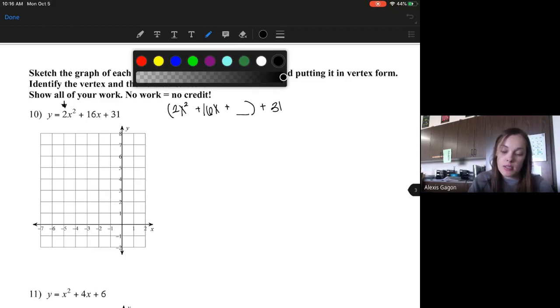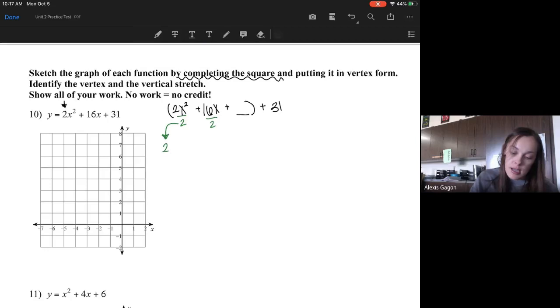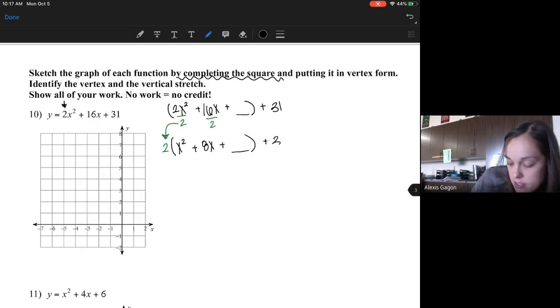Now I want this to be just an x squared right there. So to get rid of that 2, I need to divide by 2. If I divide by 2, that means this 2 is just going to come on the outside here. And then I'm left with 2x squared divided by 2 is x squared, 16x divided by 2 is 8x, and we still have plus that blank, and we still have plus the 31. Still haven't changed anything. This is still the same equation.